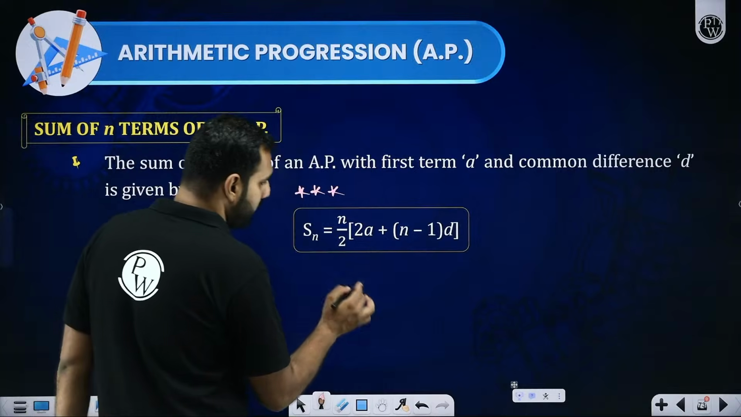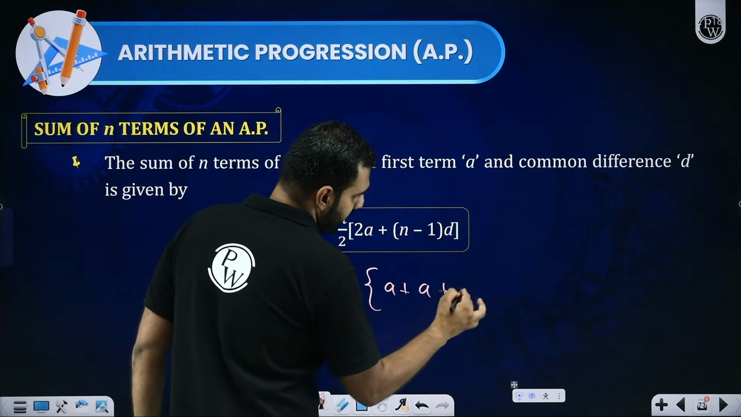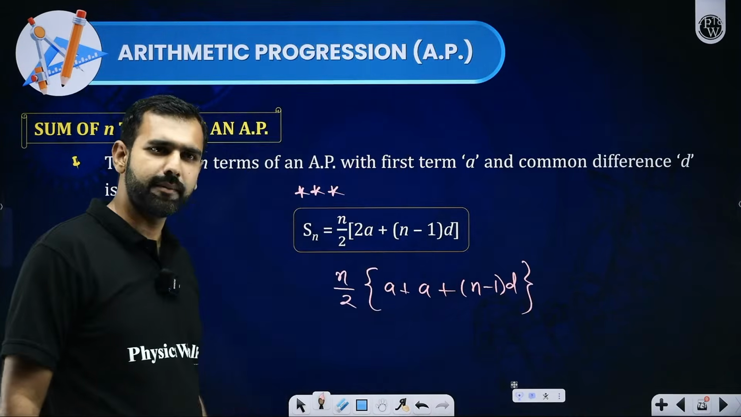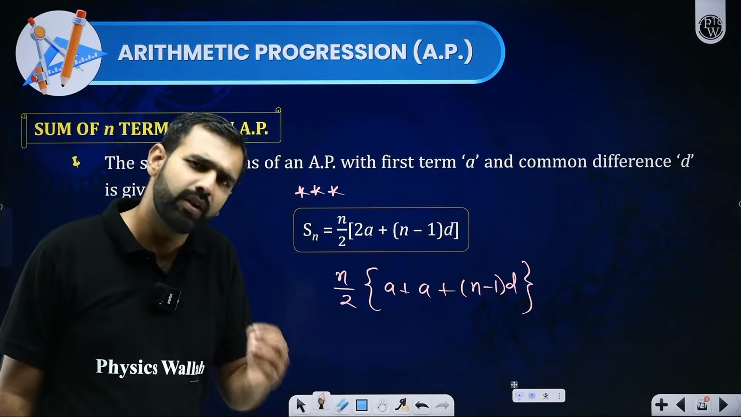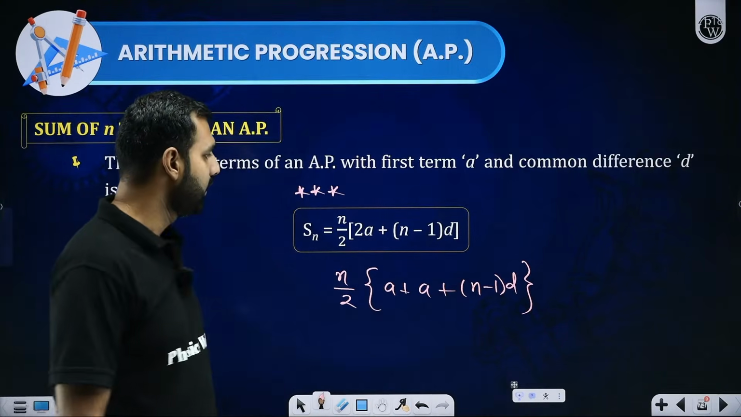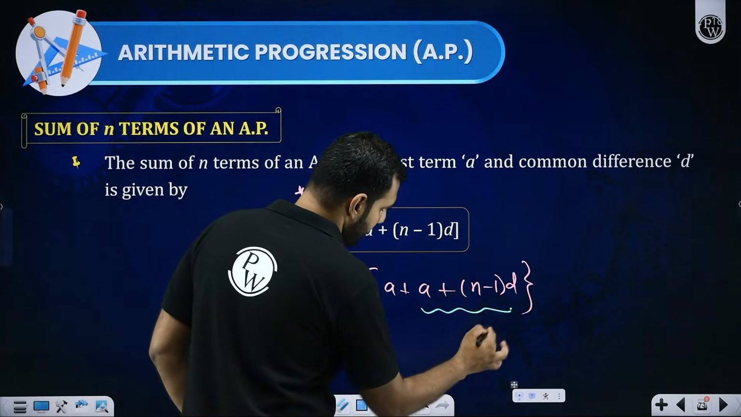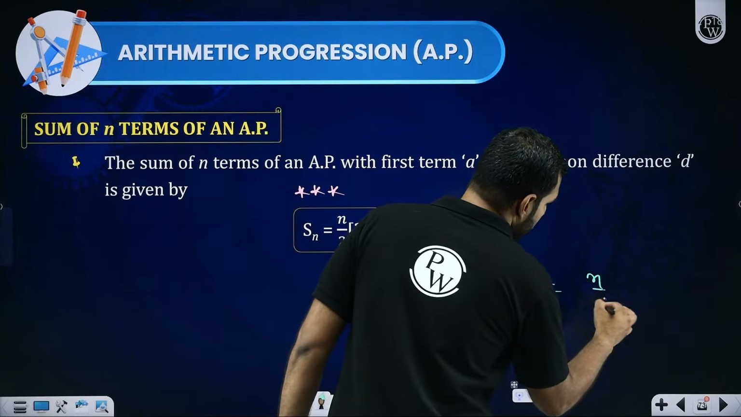Or if 2a can be split as a plus a, then it is a plus a, n minus 1 into d. So why are you doing this? Because a plus n minus 1 into d is your nth term. Let's say nth term is the last term. So if a plus n minus 1 d is denoted by last term L, I could write it as n by 2 into a plus L.